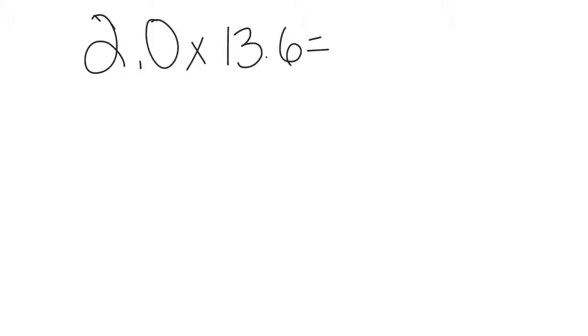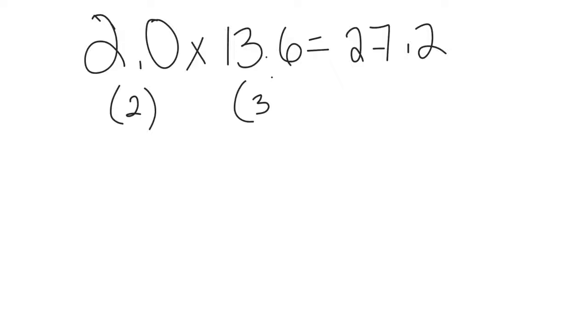Okay, what number did you guys get? 27.2. All right. How many significant digits here in the first value? 2. How many in the next value? So the lowest number of significant digits is how you're going to record your final answer. So you have to round your final answer to 2 significant digits. So your answer is 27.